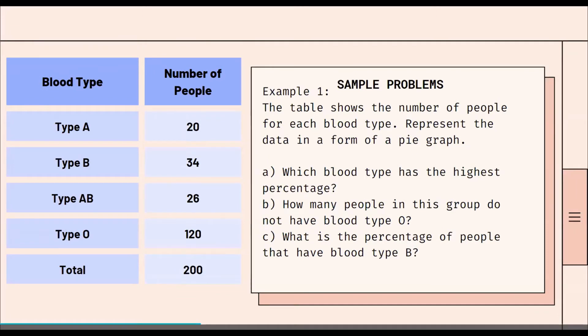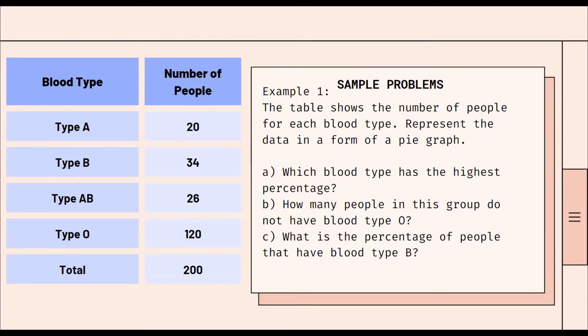Thank you, Mr. Paradiang. I am Andrea Baflor, and I'm going to discuss sample problems 1 and 2. For sample problem number 1, the table shows the number of people for each blood type. There are 120 people. The total number of people is 200. Then, we represent the data in the form of a pie graph.